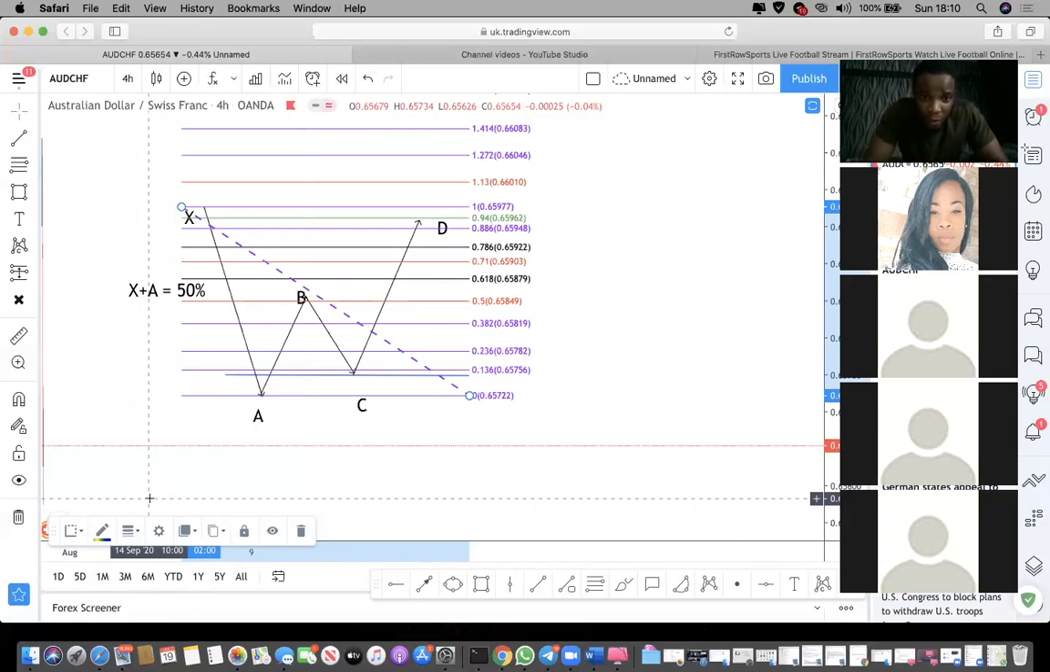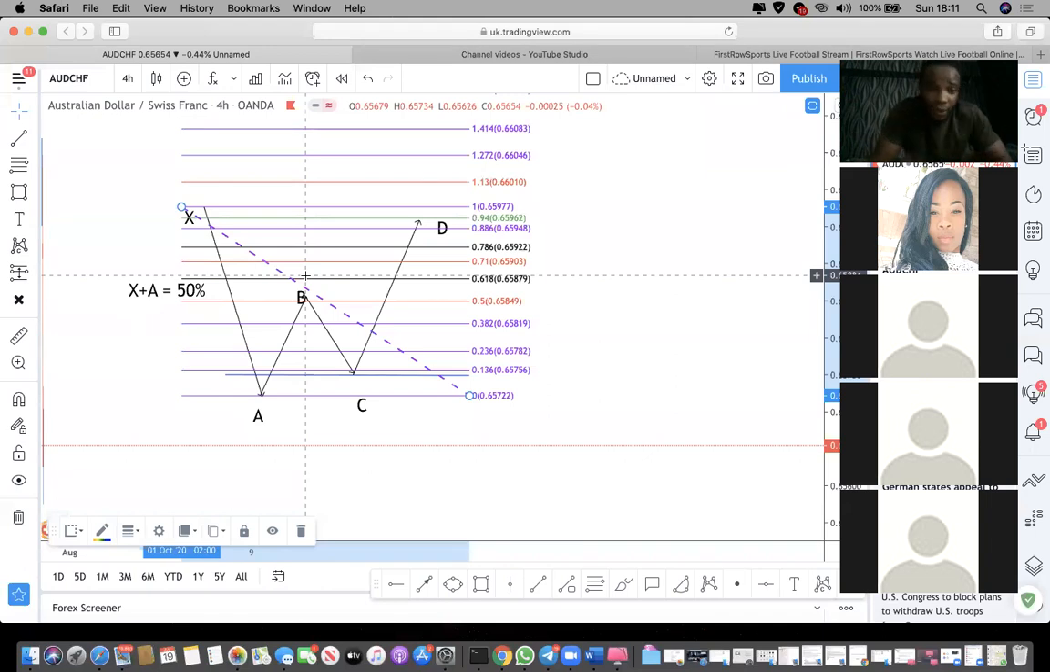The max, we want to go as close as possible to 61. It doesn't matter, but we don't want to touch the 61%. It should be between 50 and 61. That's it, between that. If we go past the 61%, it's no more a back pattern. We'll be looking at another harmonic pattern altogether.